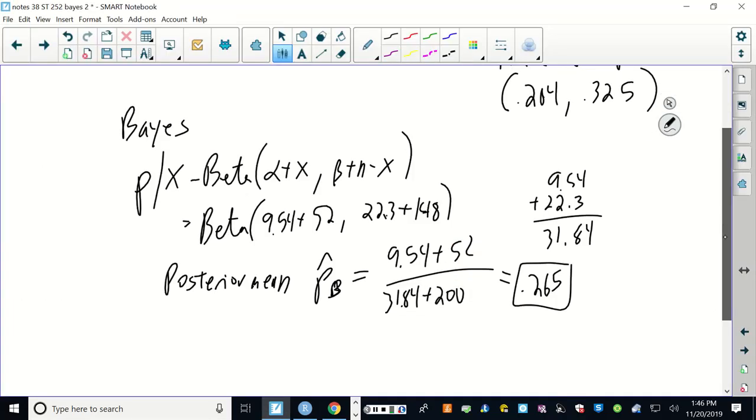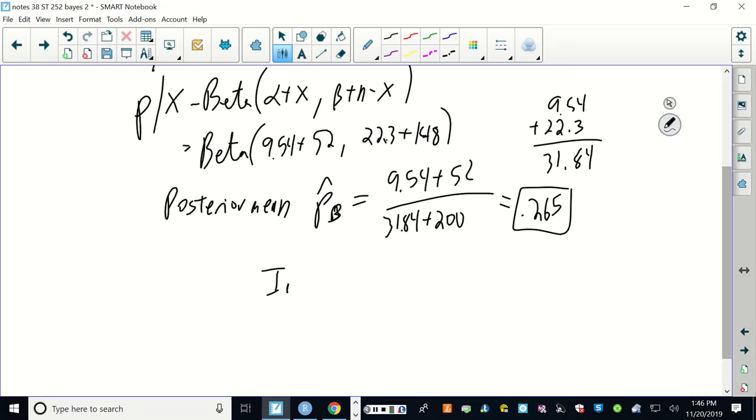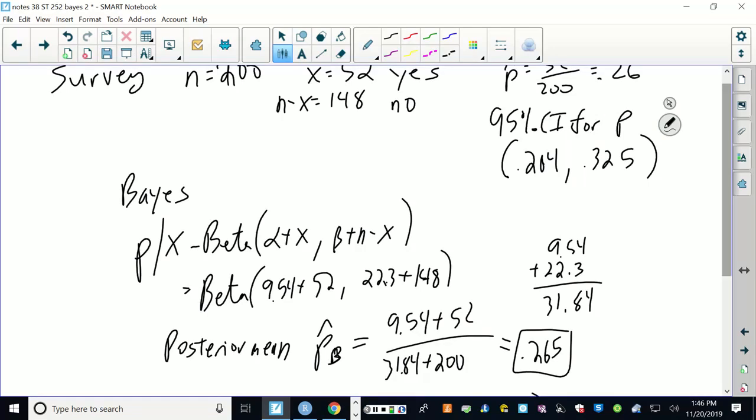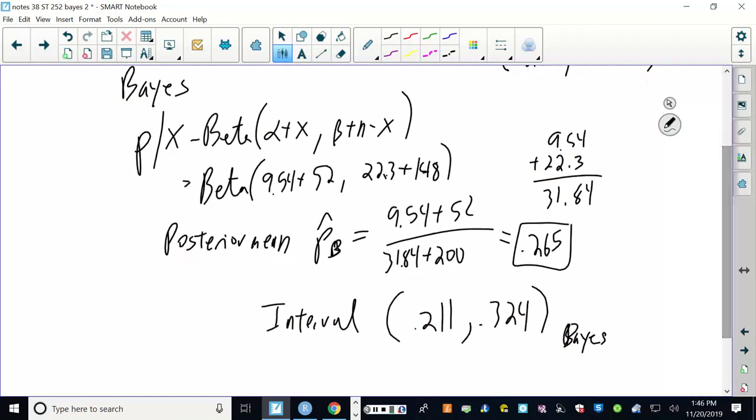So our Bayesian interval ends up being 0.211 up to 0.324. And so that's pretty close to the confidence interval, right? 0.211, 0.324, and before we had 0.204, 0.325. It looks a little bit narrower because you're keeping some prior information along with the data, so it's like you have a little bit more total information. And it's shifted slightly from that.